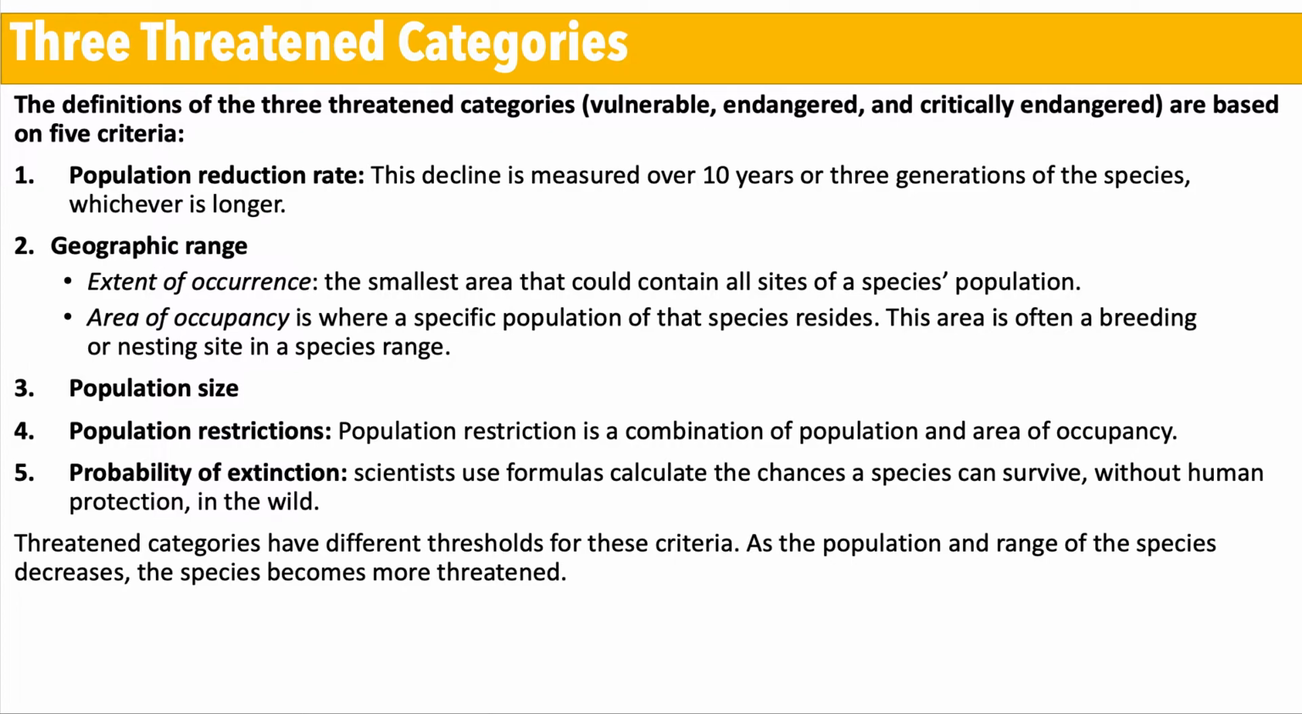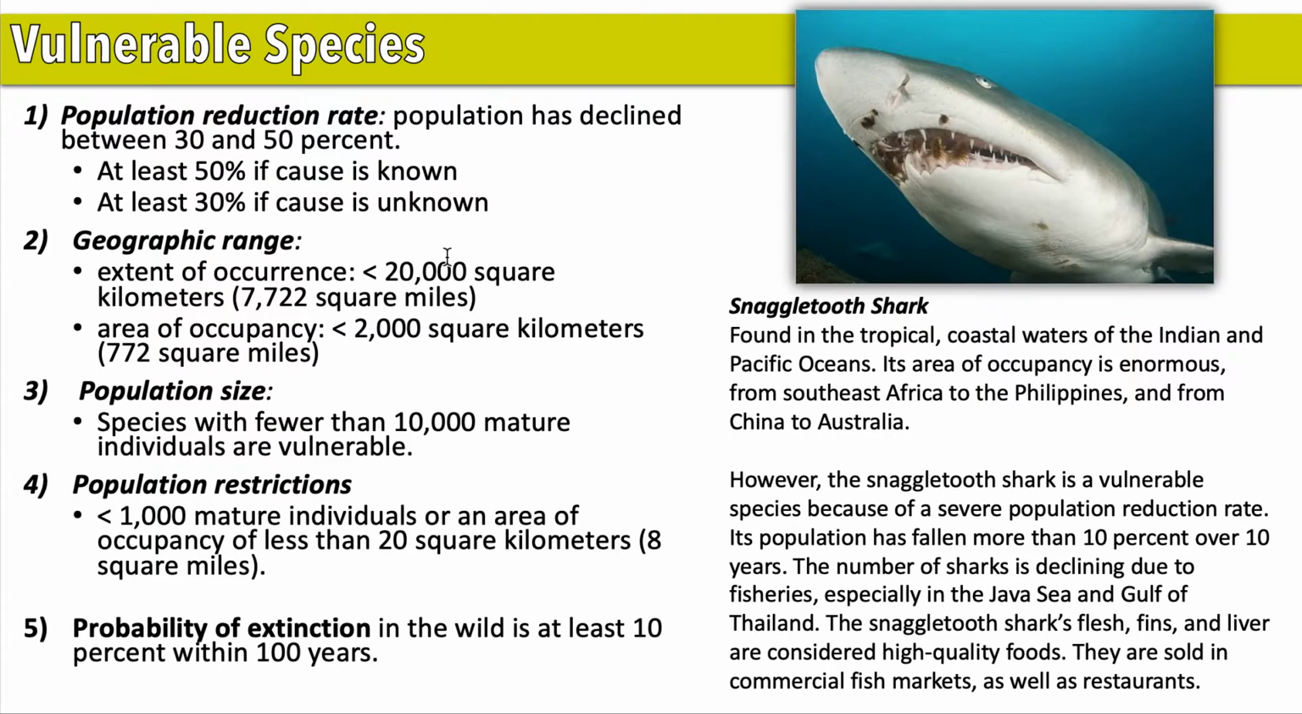Scientists will use some formulas to calculate the chances a species can survive without any human protection in the wild. Threatened categories have different thresholds for these categories. As the population range of the species decreases, the species becomes more threatened. Right? So the first level of threatened is a vulnerable species.